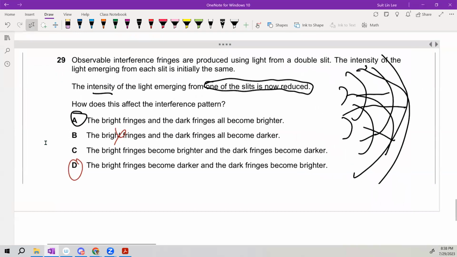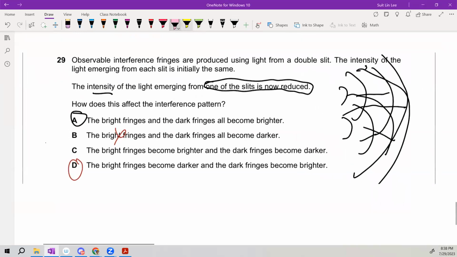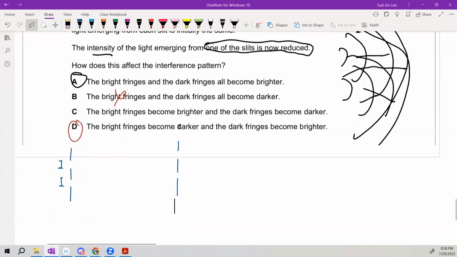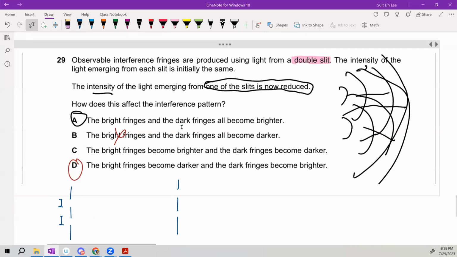For this one, it says that observable interference fringes are produced from a double slit, and the intensity of the light emerging from each slit is the same. So I'm going to draw a double slit. This is I, this is I. So the intensity of the light emerging from one slit is now reduced. I think what will help you here is to think about constructive and destructive interference.